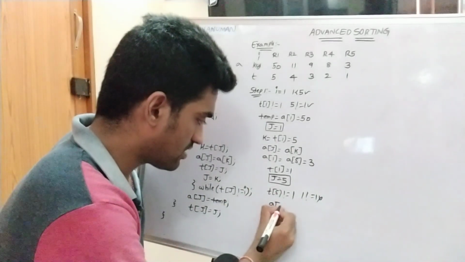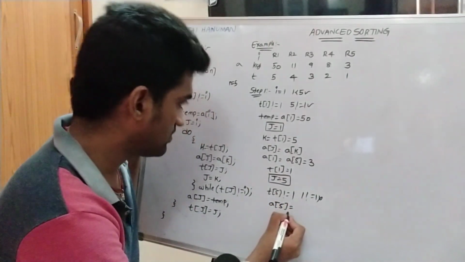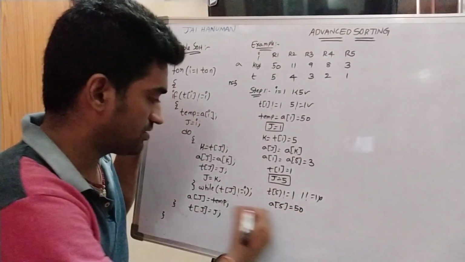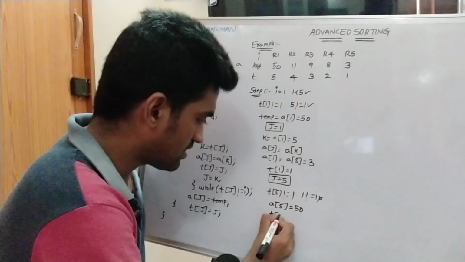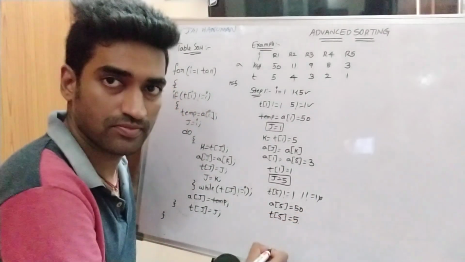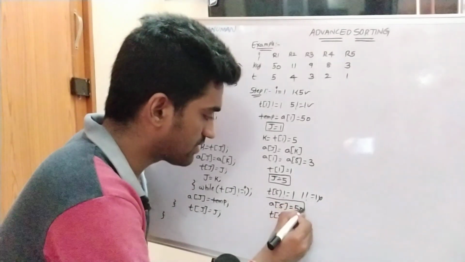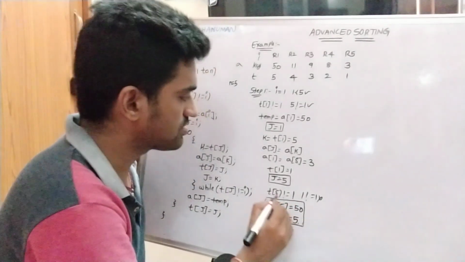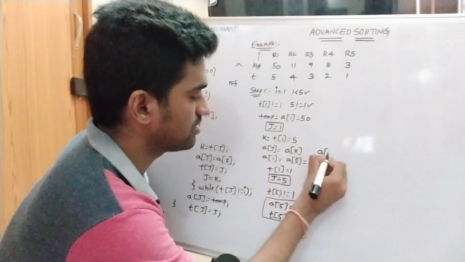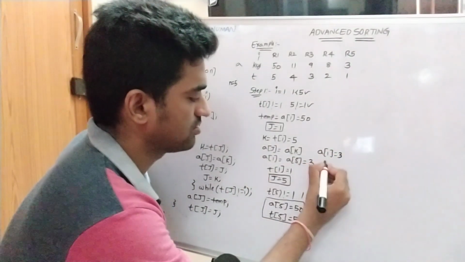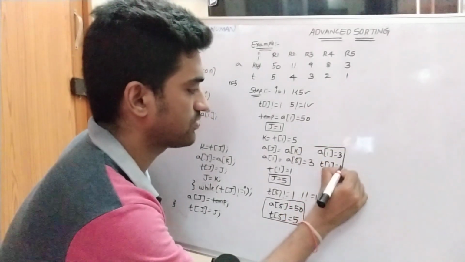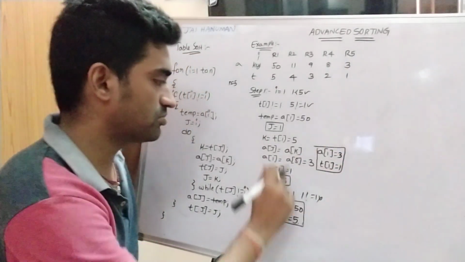A of J, so A of 5 is equal to temp. What is the temp value? 50. T of J, so T of 5 is equal to J, which is 5. Here I am updating these values and also updating A of 1 and T of 1. So A of 1 is equal to 3, T of 1 is equal to 1. For the first iteration, I am updating these two values.